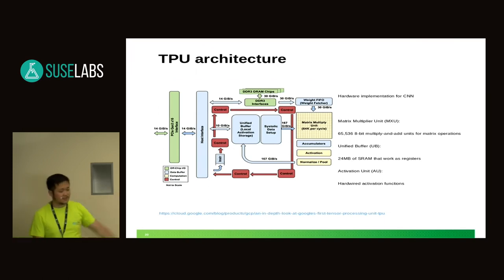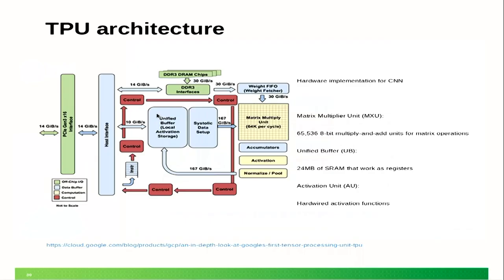So here is the architecture, and I'd like to focus on this one. There's the matrix multiplier unit, working on the matrix multiplication per operation we were talking about. There's also a unified buffer, which works as a register file. It's 24 megabytes, quite big. And there's also an activation unit. If you are familiar with neural networks, it's a function there.